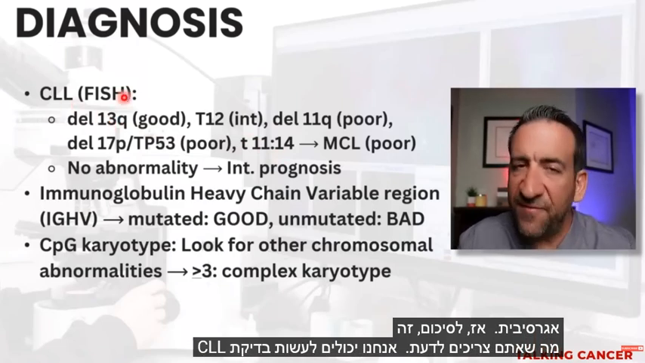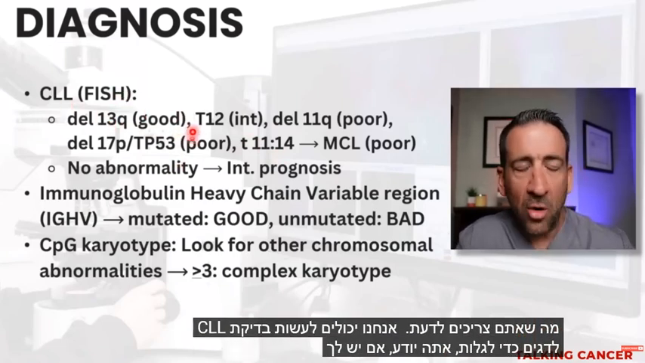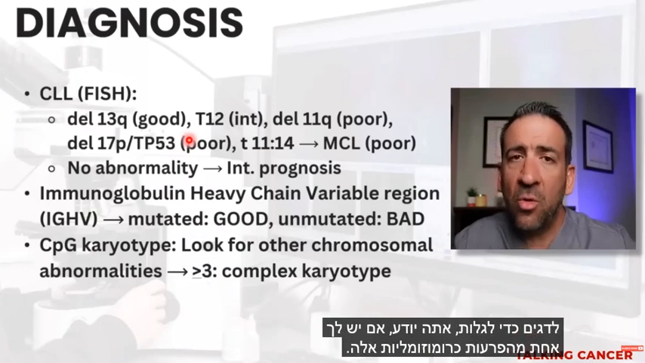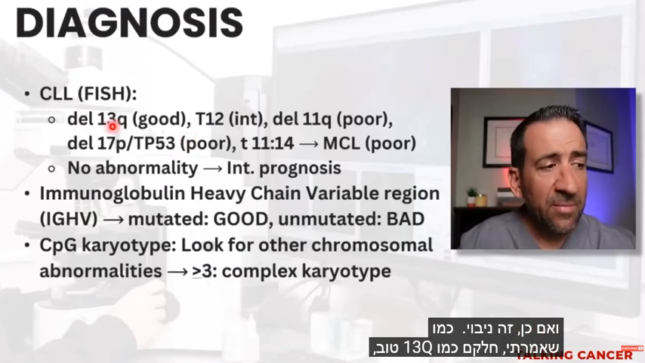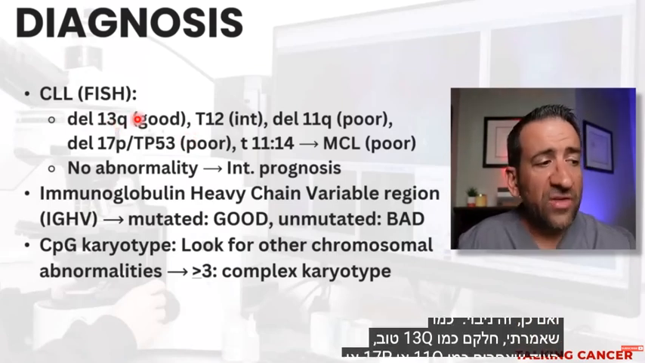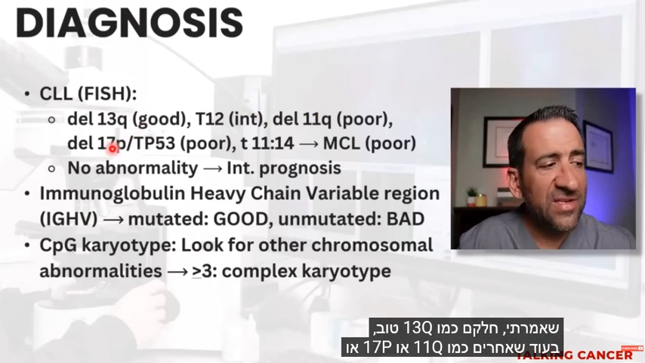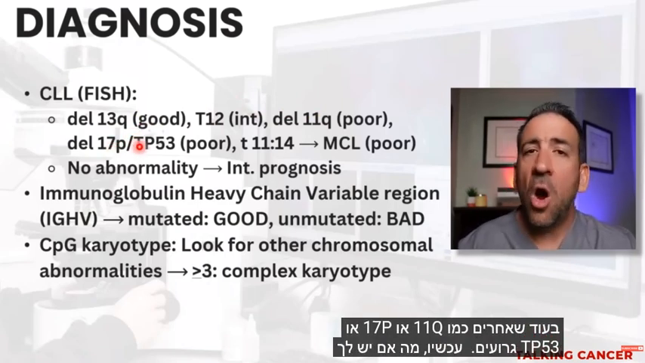We can do a CLL FISH test to find, you know, if you have one of these chromosomal abnormalities, and if you do, it's predictive, like I said. Some of them, like 13q, is good, whereas others, like an 11q or a 17p or a TP53, are bad.